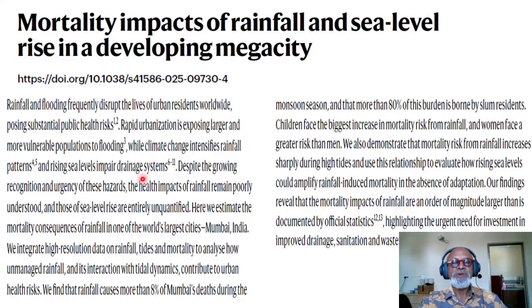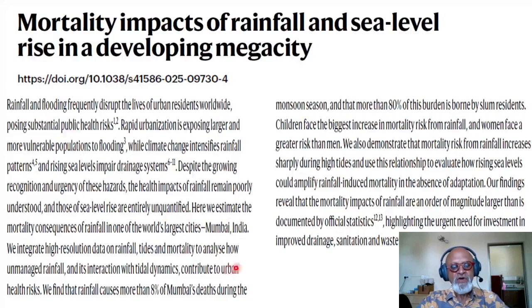Populations have grown, garbage and blocking have grown. There are systematic efforts to clean out the drainages before, but retrofitting them is not always easy, and so on. Despite the growing recognition and urgency of these hazards, the health impacts of rainfall remain poorly understood, and those of sea level rise are entirely unquantified. Here we estimate the mortality consequences of rainfall in one of the world's largest cities, Mumbai, India. We integrate high-resolution data on rainfall, tides, and mortality to analyze how unmanaged rainfall and its interaction with tidal dynamics contribute to urban health risks.